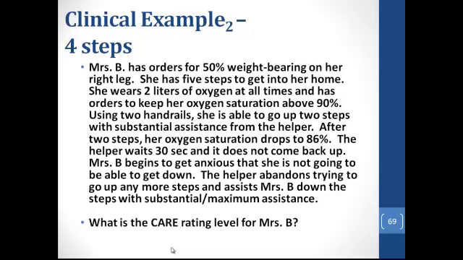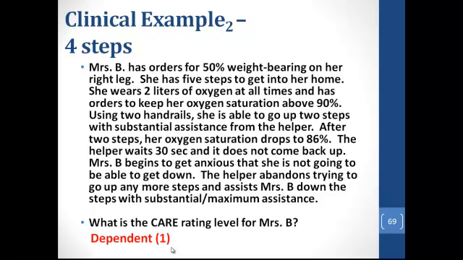Mrs. B begins to get anxious that she is not going to be able to get down. The helper abandons trying to go up any more steps and assists Mrs. B down the steps with substantial or maximum assistance. What is the care rating level for Mrs. B?